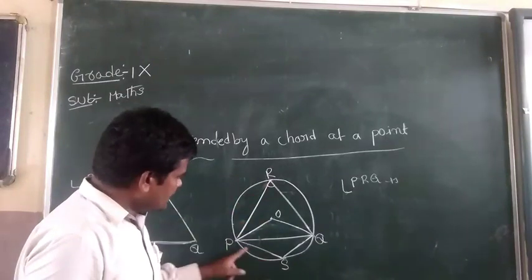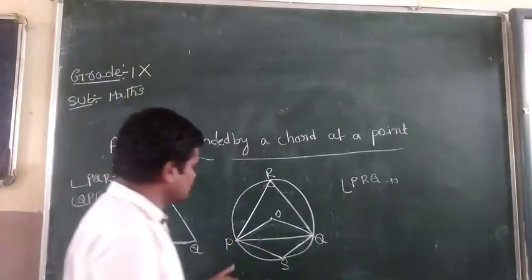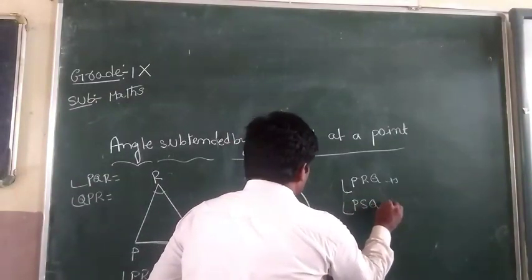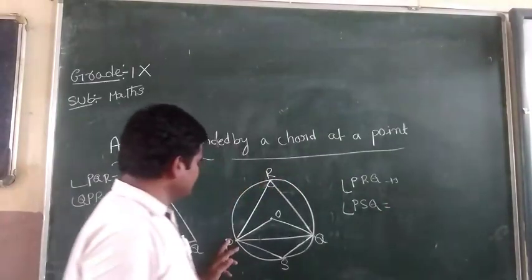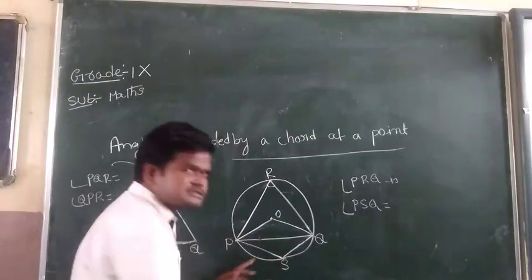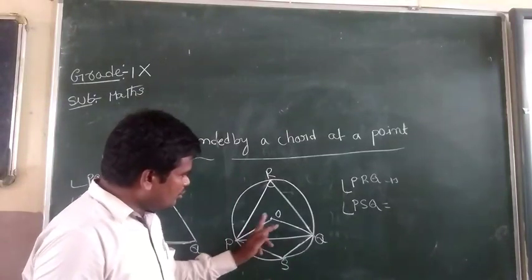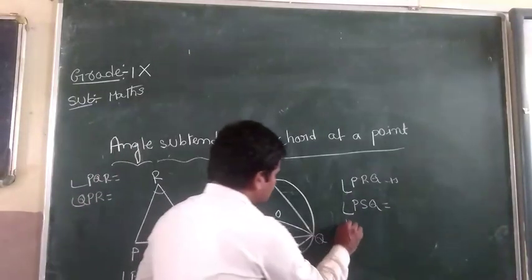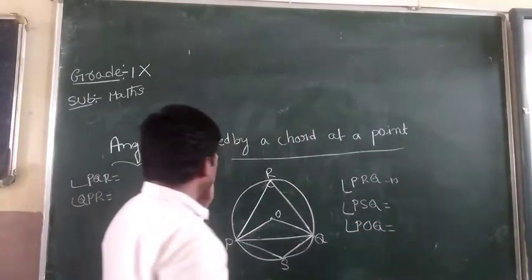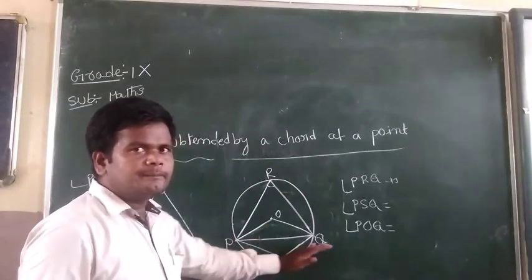So come to the angle PSQ. Angle PSQ is also a subtended angle by chord PQ. This is also a subtended angle. So here, angle POQ is also a subtended angle by chord PQ.